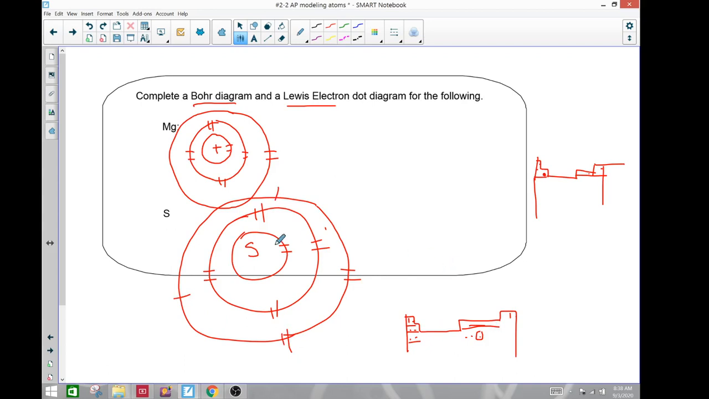Okay. And Lewis electron dots. 2 valence electrons. Magnesium. 1, 2. Sulfur. It's got 6 valence electrons. 2, 4, 6. 1, 2, 3, 4, 5, 6. And you might find out later why I'm separating those 2. But it's good the way it is.